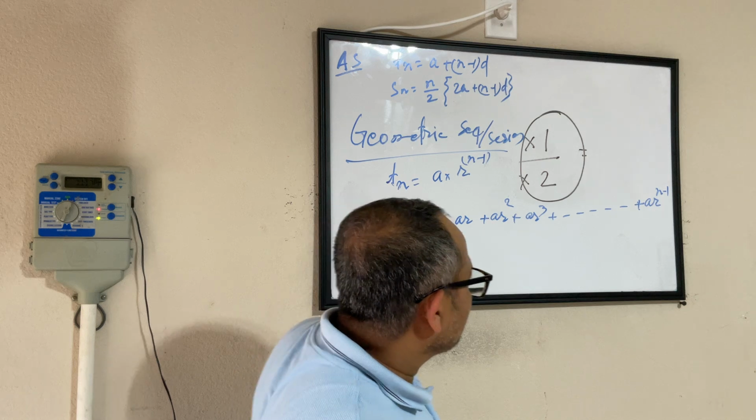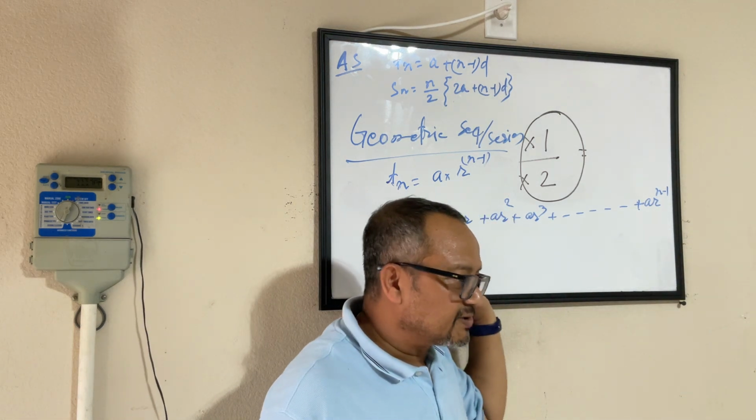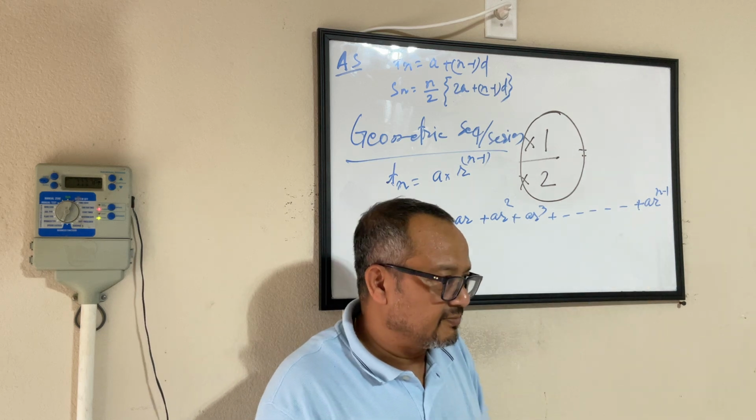Alright, so this is the sum of n terms. There's nothing complicated about it. I've just put it across. This is what we're trying to derive.